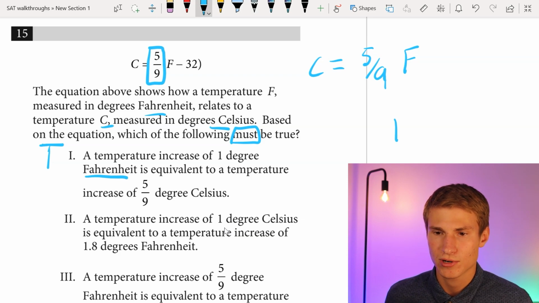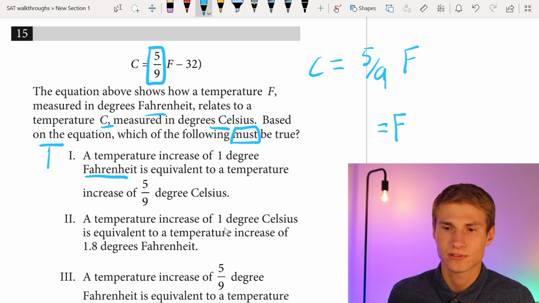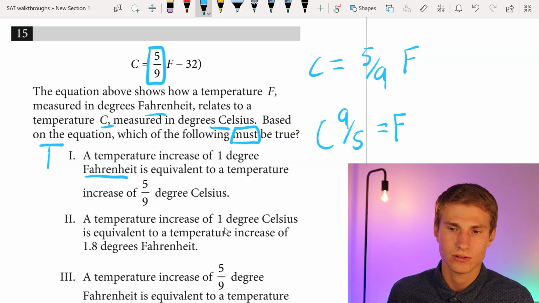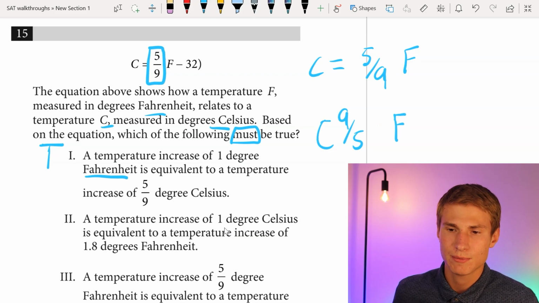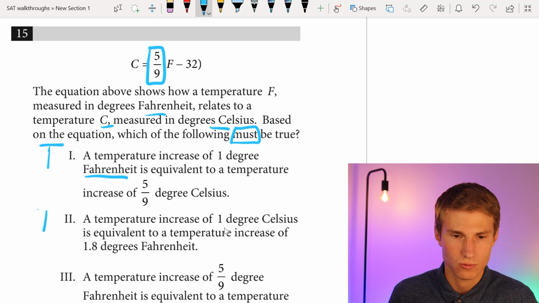Just like I talked about in practice test 1, if you watched that video, in order to flip this, all we got to do is flip the fraction. And we see that we're going to have 9/5, C is equal to F. Okay, so if degrees Celsius goes up by 1, our degrees Fahrenheit will go up by 9/5. Keep in mind I'm ignoring the constant here as far as the intercept because we don't really need to consider that as we go through numbers 1 and 2.